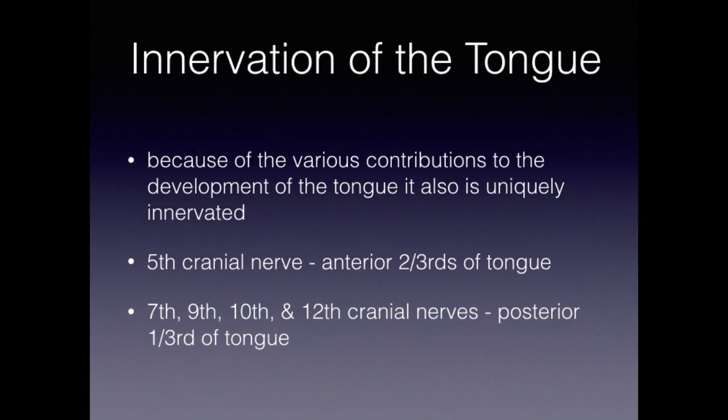Because of the various contributions to the development of the tongue, it is also uniquely innervated in that the anterior two-thirds is derived from the first pharyngeal arch. It is innervated by the 5th cranial nerve. The posterior one-third of the tongue is innervated by the 7th, 9th, 10th, and 12th cranial nerves.